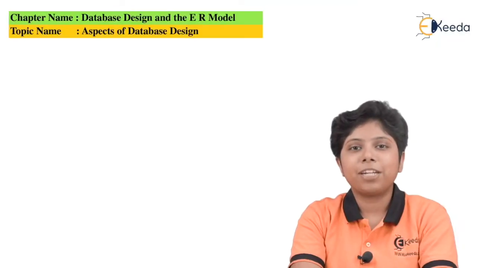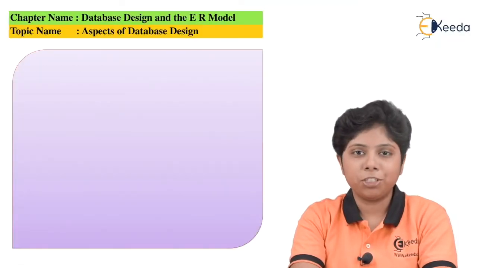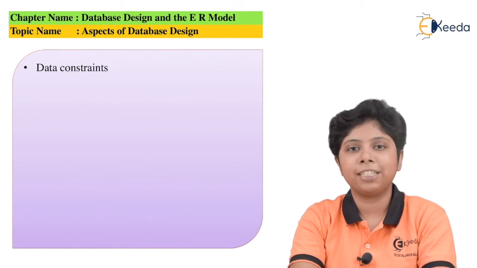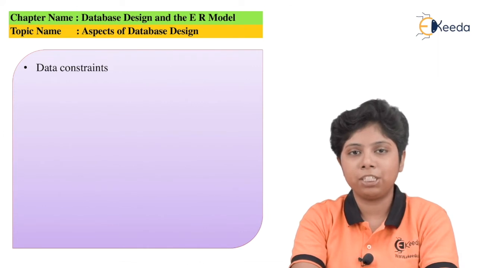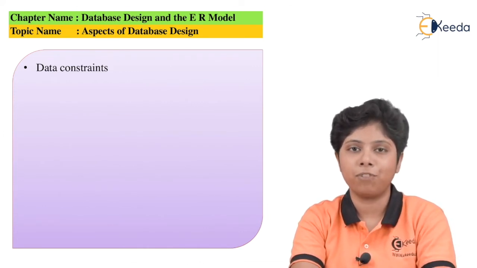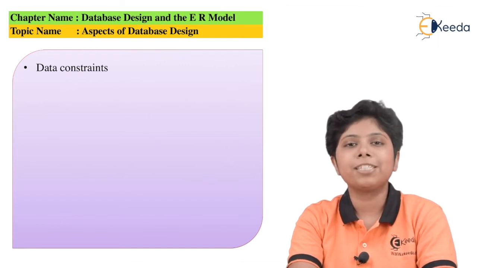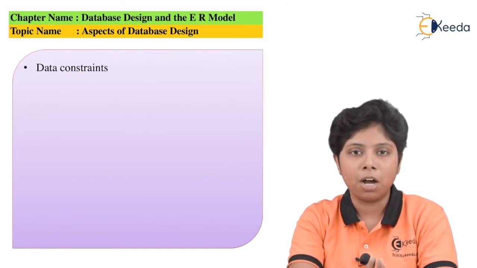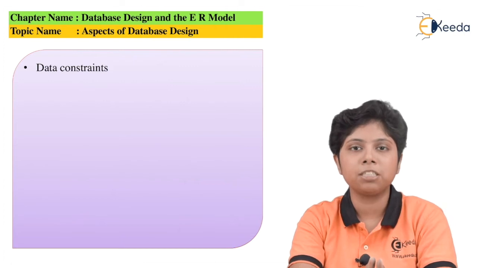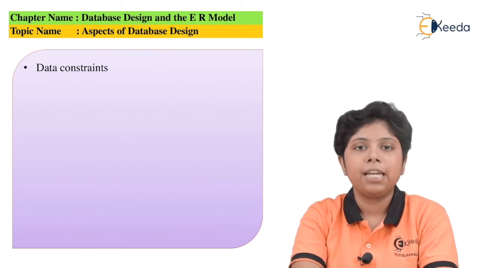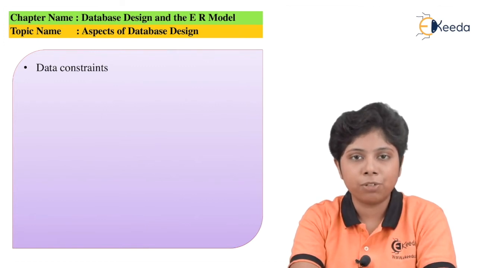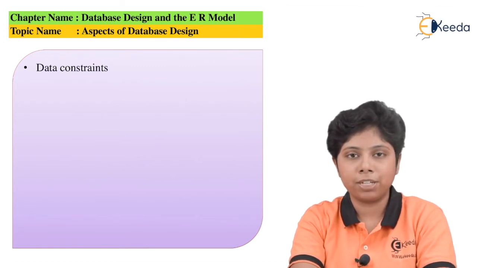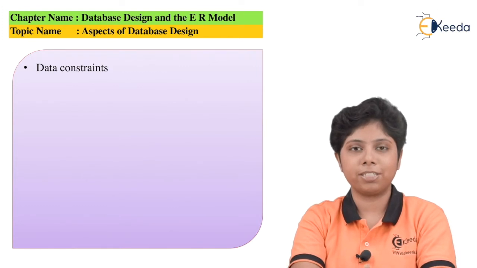The aspects of database design are the main features of designing a particular database for an enterprise. So the first aspect that we need to consider is the data constraint and the relational schemas of a database. When we are talking about database schema or data constraint, the constraint can be anything. It can be an integrity constraint, a referential integrity constraint, a checking constraint, or conditional constraints and so on.